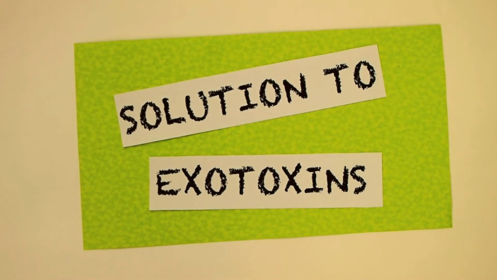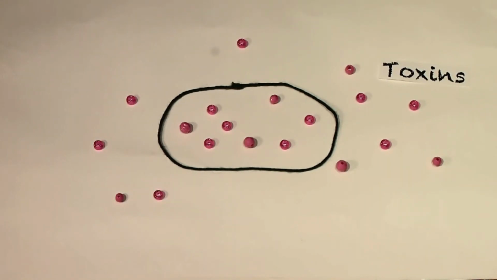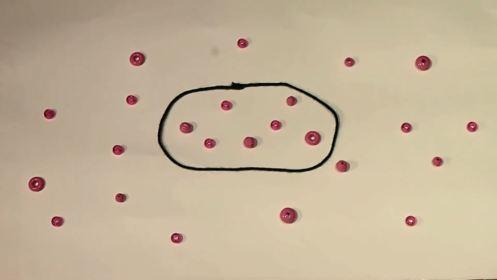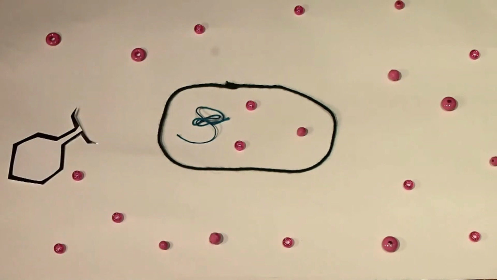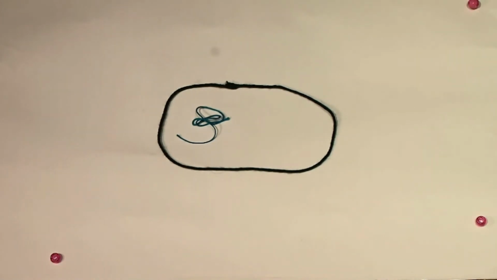Solution to exotoxins. Some bacteria produce toxins highly harmful to us. By destroying the bacteria, all these toxins are released to our blood, producing what is called a septic shock. A solution could be administering phages with lysogenic cycle that block toxin synthesis and do not destroy the cell immediately.